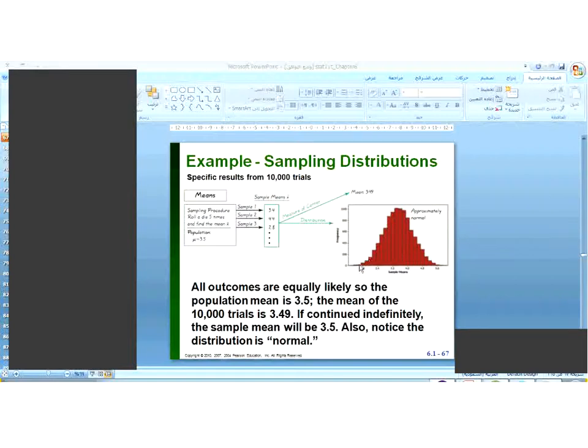And the distribution is as you see here. Sometimes it will be small, most of the time it will be large, and the least will be on this side. All outcomes are equally likely, so the population mean is 3.5. The mean of the 10,000 trials, because I repeated the experiment 10,000 times, is 3.49, which I got from all the trials. If continued indefinitely, the sample mean will be 3.5.